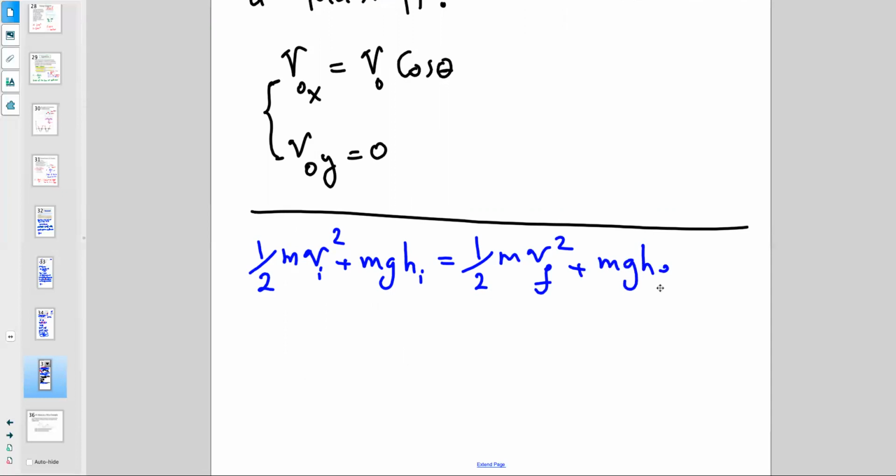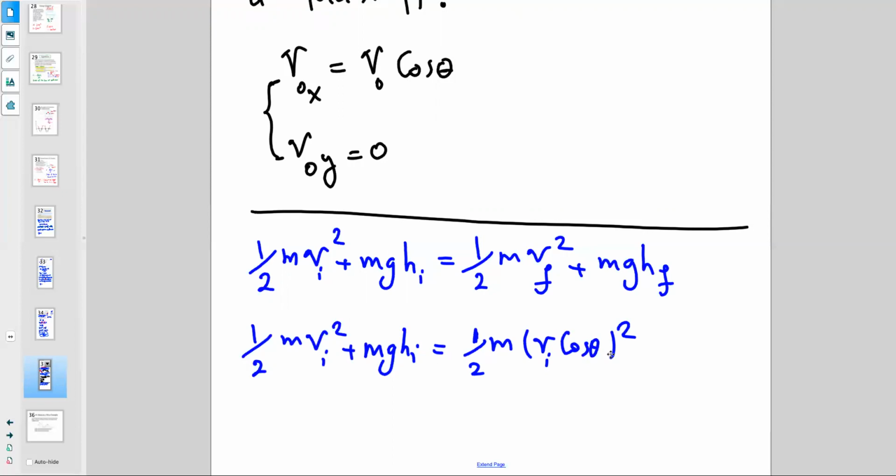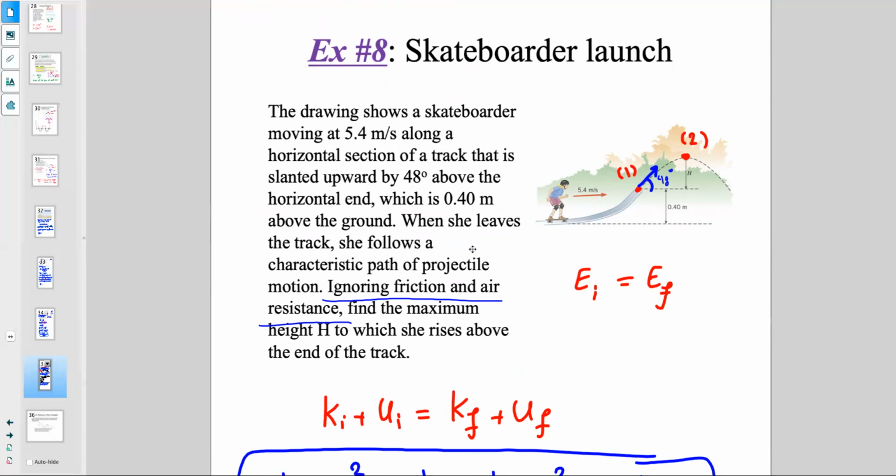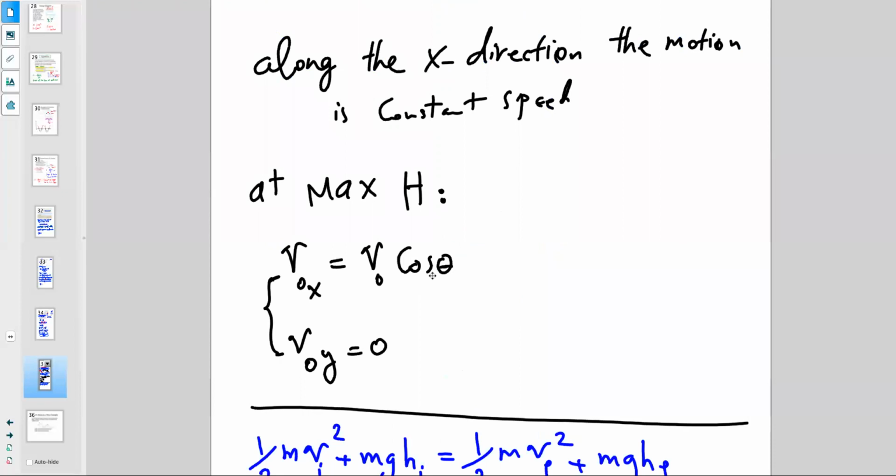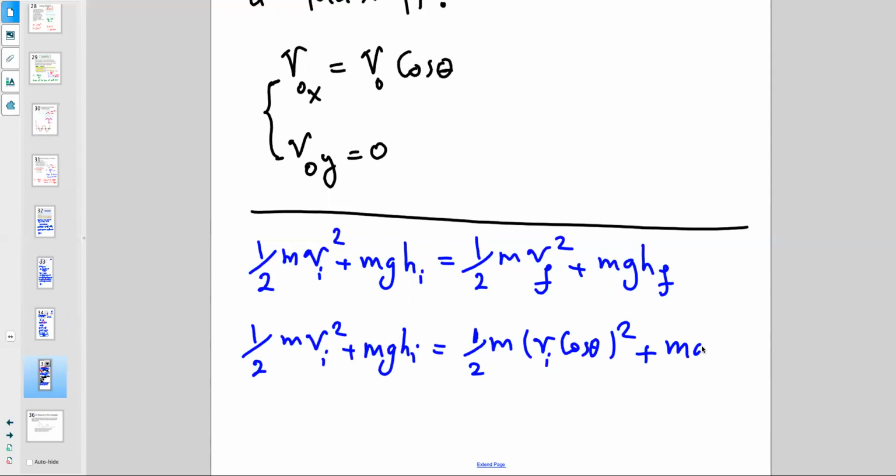Now, half m v initial squared plus m g h initial. On the right side, half m times V final, where V final is V initial times cosine of theta, squared. At the final point, which is the maximum point, I have V zero cosine theta, so I use it here, plus m g h final. Let's take a look at h final.